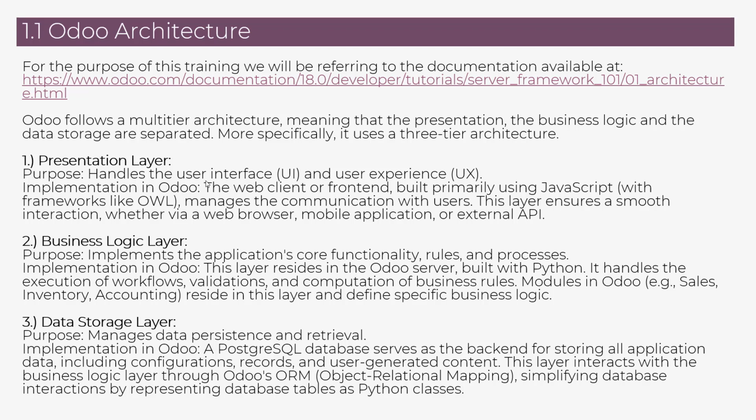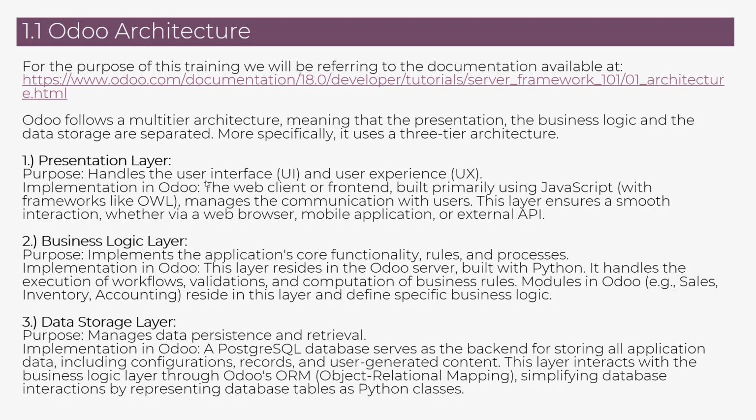So the presentation layer handles the user interface or UI and the user experience or UX. And this is represented by the web client or front end, built primarily using JavaScript in Odoo with frameworks like OWL. This manages the communication with users. This layer ensures a smooth interaction whether via a web browser, mobile application, or external API.